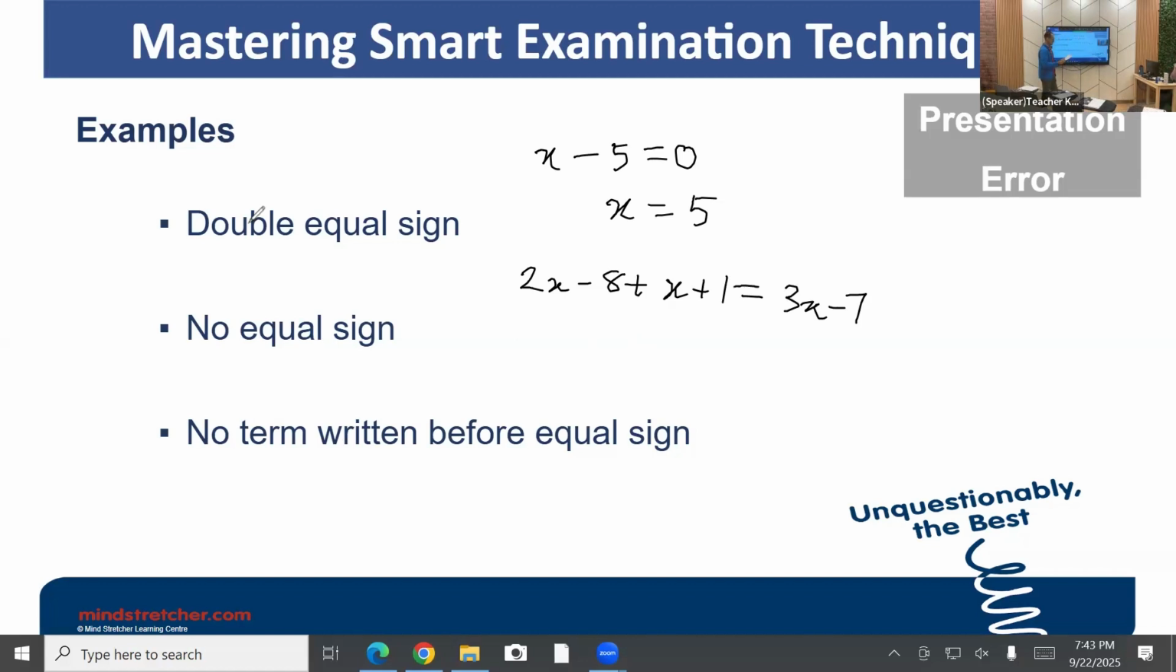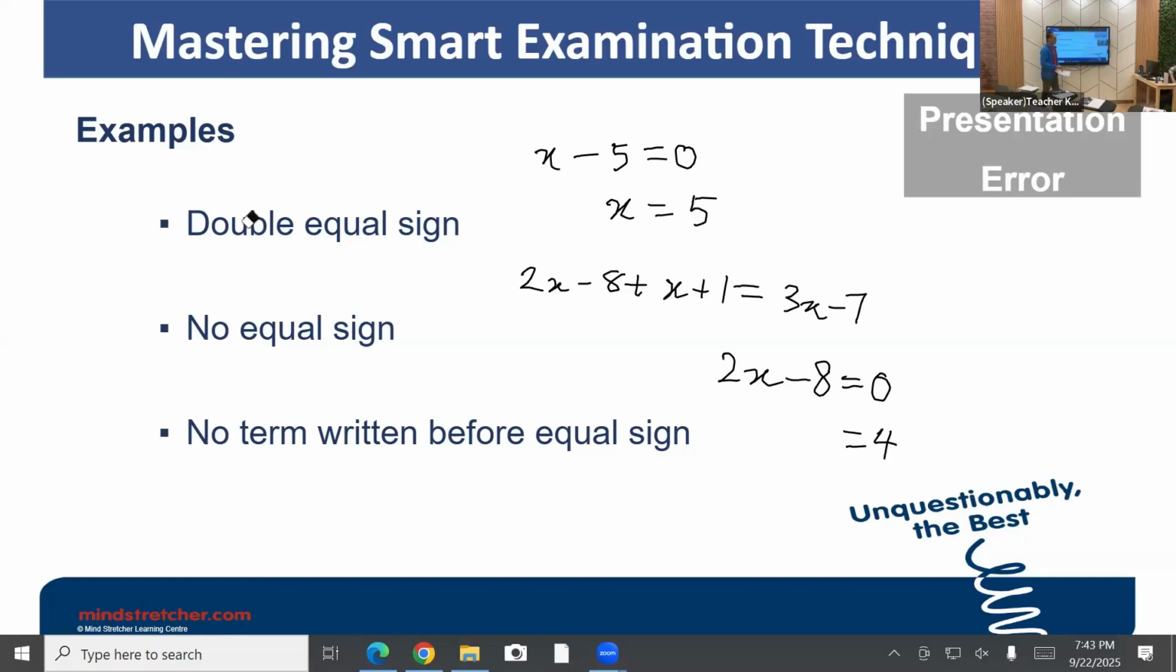Okay, so this is the second example, which is no equal sign. And then the third presentation error that students may also commit is that there is no term written. The example that I have here is 2x, a very simple example. You may be surprised, even for simple examples like this, there may be students that still commit this error. They simply write equals to 4 subsequently, which is obviously not correct, right? We have to first write x is equals to 4. Because if we don't write this x over here, it is also trying to tell me that 2x minus 8 is equals to 0, and 2x minus 8 is also equals to 4.